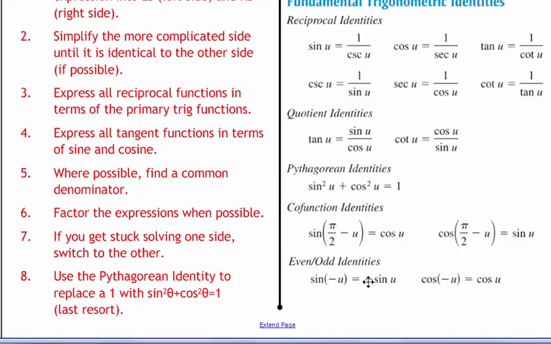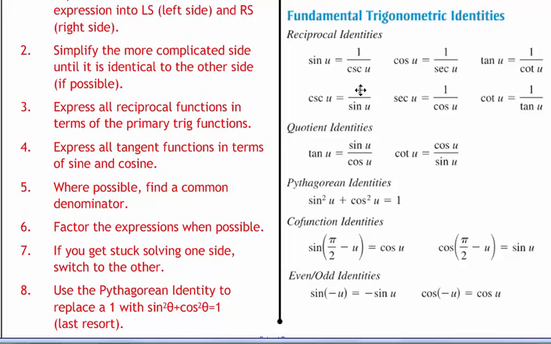Often you'll start on the more complicated side and get to a point where it's fairly simplified, and you can see that it's now more simplified in appearance than the other side was. Jump to the other side and go with that. And then the Pythagorean identity works both ways. If we see sine squared plus cosine squared, we will replace it with a 1. But occasionally you'll have to do the opposite as well. So using the Pythagorean identity, replace a 1 with sine squared plus cosine squared. Kind of a last resort, but something still that we want to consider. And again, these are just the fundamental trig identities that we have available to us as we do these questions.